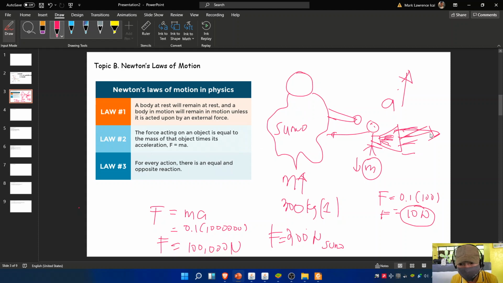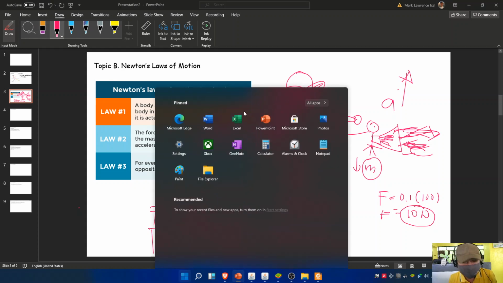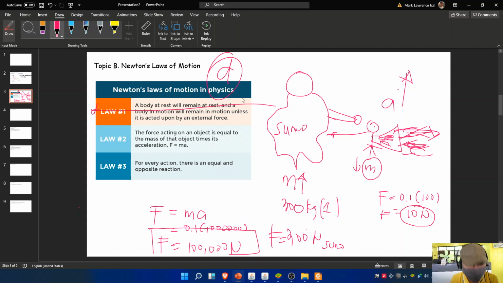Pero dahil nag-jetpack booster ako, tumaas yung acceleration ko, naging 1 million meters per second squared. Naging 100,000 newtons na ako. Patay. Talbog. Hindi lang talbog, kundi patay si sumo wrestler. Now, using dynamics as well, malalaman nyo rin kung gaano kalayo ang tinalbog ni sumo wrestler if you have a force of 100,000 newton and meron siyang 300 kilogram na mass. So, malalaman nyo rin yung distance kung gaano siya kalayo tumalbog.